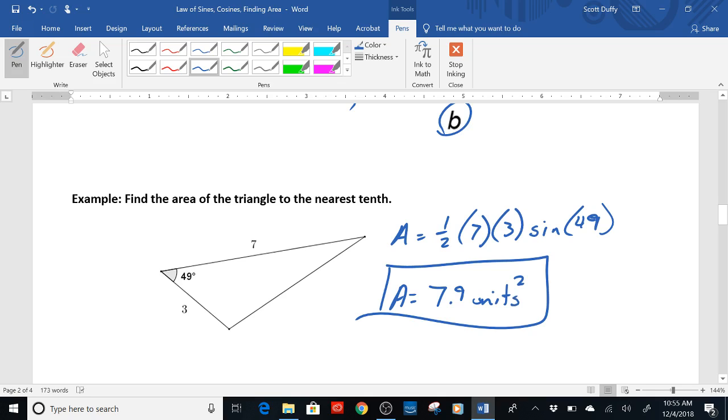But because it's an area, I wasn't given a unit like meters or inches or yards or anything like that, so I just put units, but I squared it because that is area, which we'll find out sooner or later.